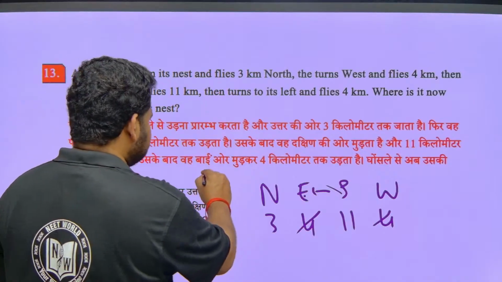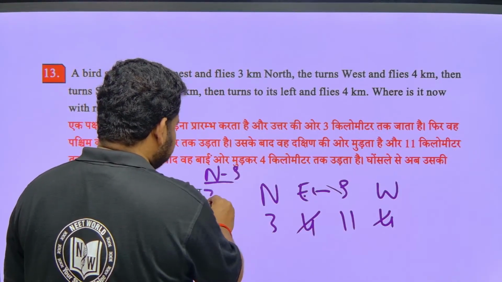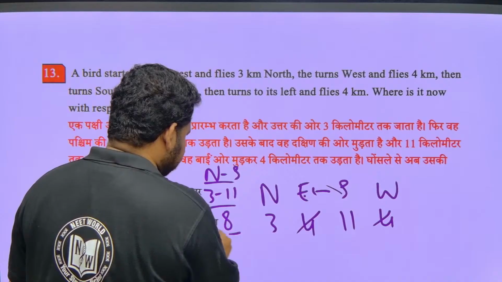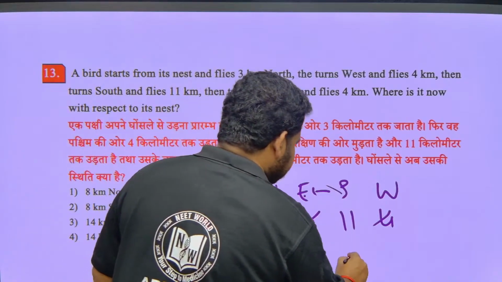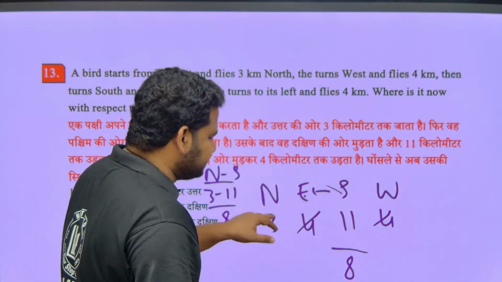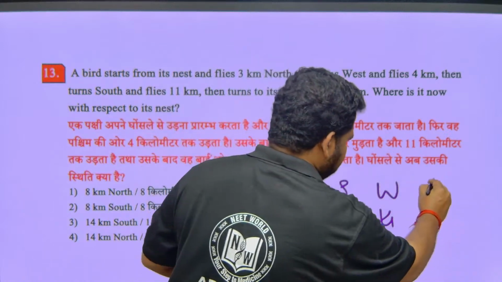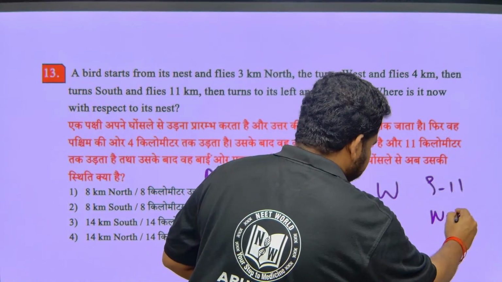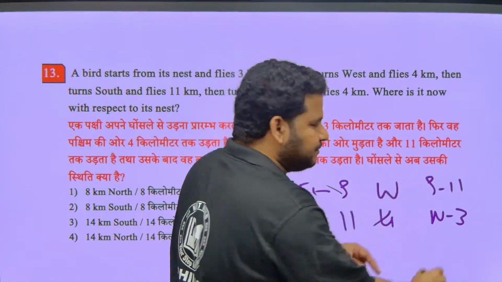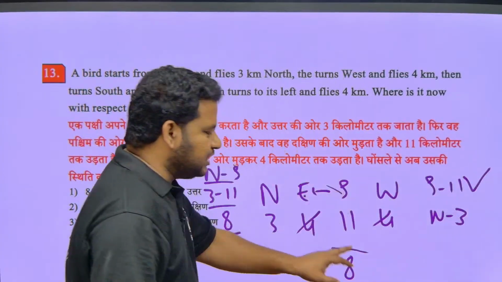Now, the north and south difference is 3 minus 11. It is nothing but 8. I have to take the positive value. 8, I have to write under south because out of 11 and 3, south is 11, north is 3. Out of 11 and 3, which is the bigger number? 11 is the bigger number. So, under south only I should write.